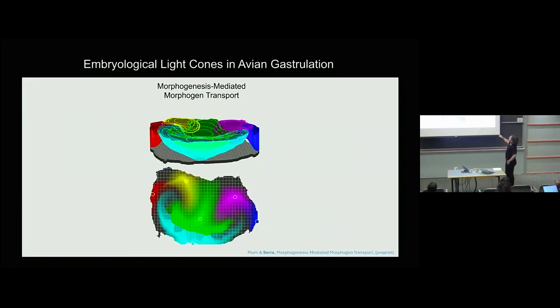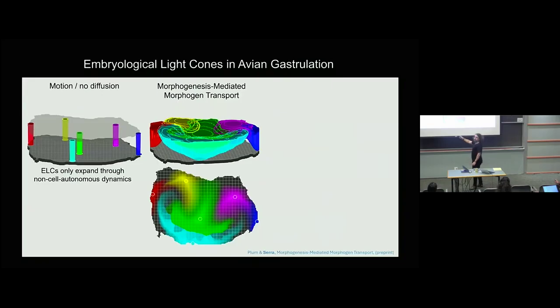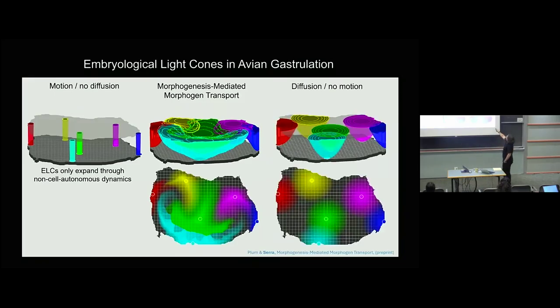So, morphogenesis-mediated transport: when I have deformation, diffusion, and these sources. It's interesting to contrast this with the case of motion but no diffusion. If I just have motion but no diffusion, these cones will not be able to affect anything, because propagating to other cells or expanding the cone requires non-cell autonomous dynamics. While if you have diffusion but no motion, then you would just have an isotropic growing cone with square root of dt. So if you contrast these two cones, you can see that when signaling is mediated by deformation, the reach is significantly different. And this is actually what the cells are feeling.